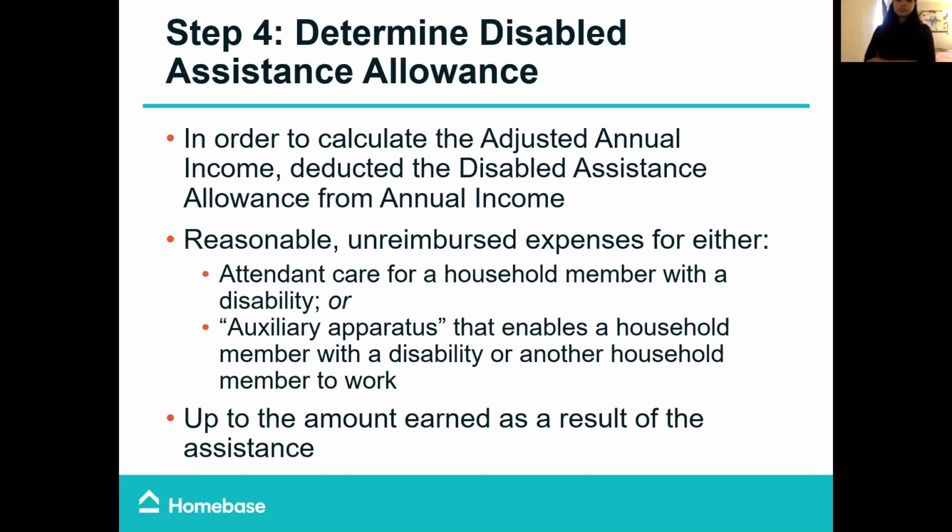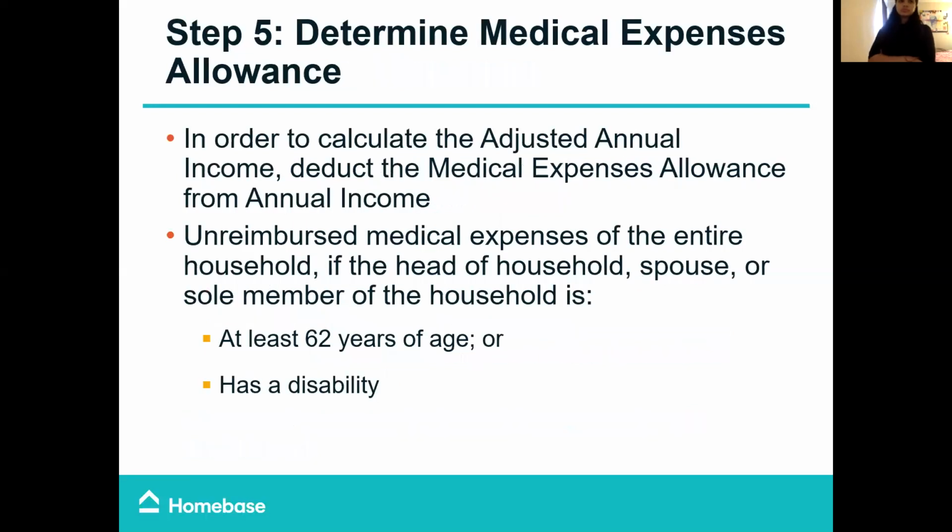And the Disabled Assistance Allowance is closely connected to the next allowance we're going to talk about. So we're going to go on to the Medical Expenses Allowance on the next slide. To determine whether your household qualifies for the Medical Expenses Allowance, you're going to ask, does this household have a head of household or head of household spouse that is 62 years of age or older, or has a disability? In that case, if the household qualifies, then you're going to look at any anticipated unreimbursed medical expenses of the entire household for the following year.